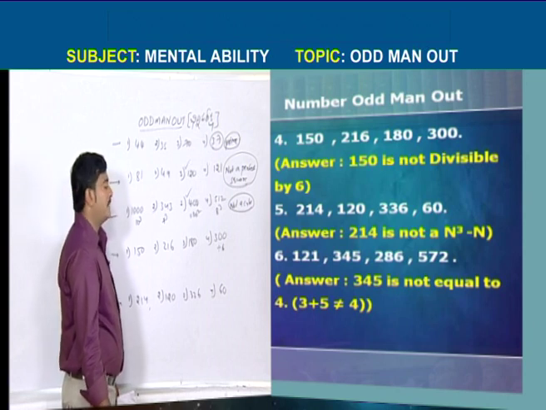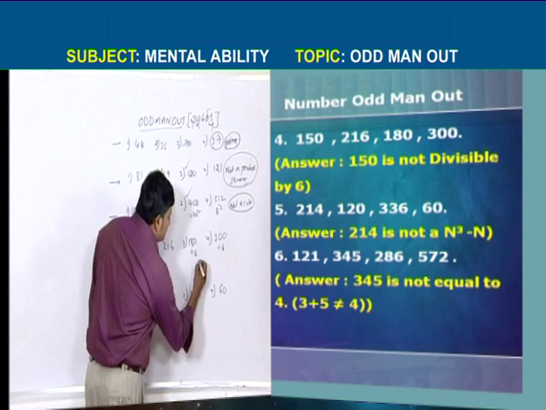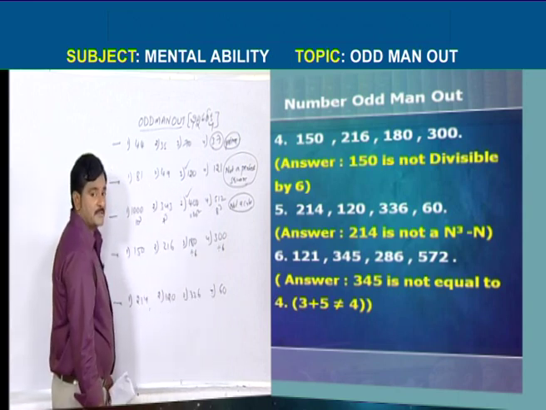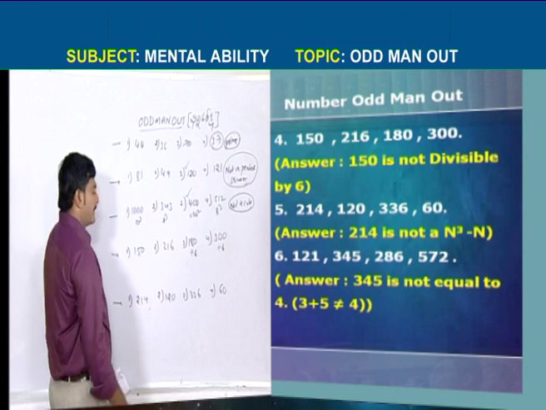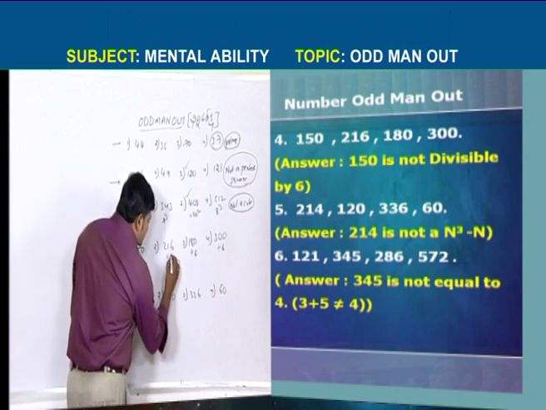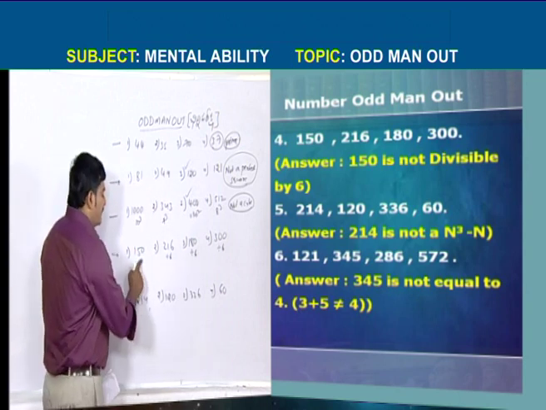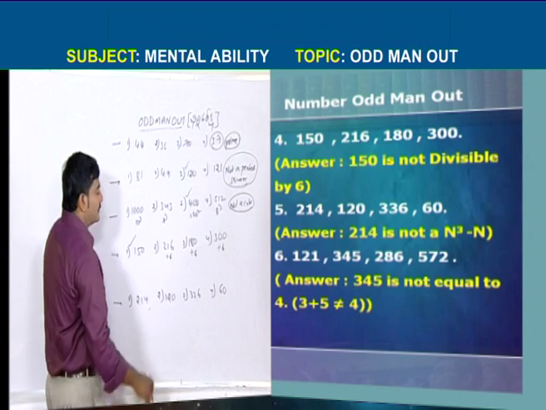300 is divisible by 6. What about 180? Is 180 divisible by 6? Yes, 6 ones are 6, 6 thirties are 180. Then 216. Is 216 divisible by 6? Yes, 6 into 36. But what about 150? Is 150 divisible by 6?